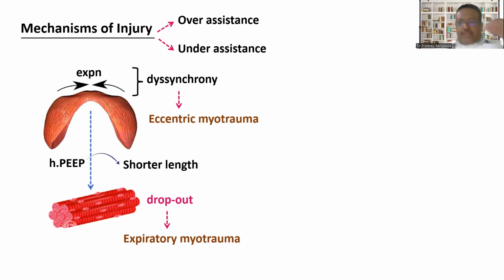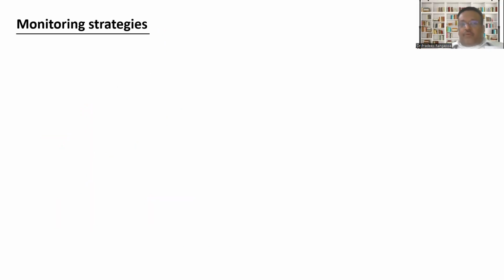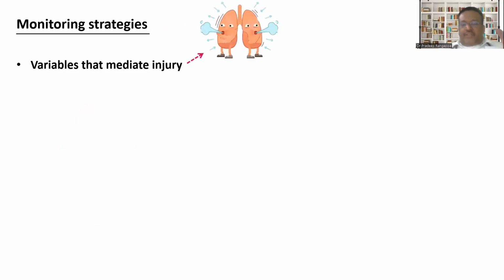Now the big question remains, practically, how do we monitor for diaphragmatic dysfunction? What are the monitoring strategies? For this, I will be going a little more physiological. It may look overwhelming, so you can listen to this video again. So the variables that mediate injury to cause more lung stress: I'm sure most of the listeners know transpulmonary pressure as an indicator of the lung injury that may set in, because transpulmonary pressure is what we take as a surrogate of your driving pressure.